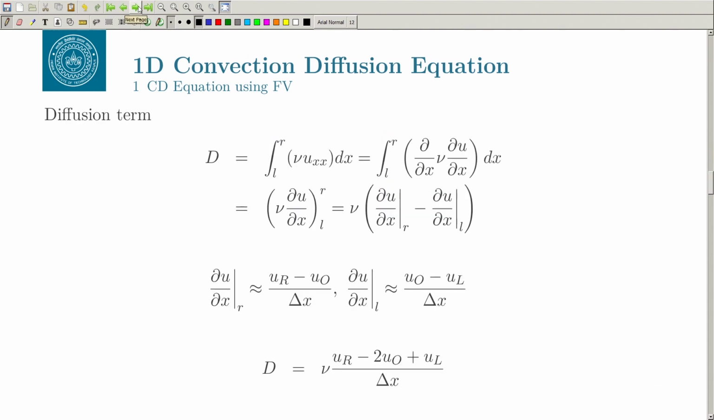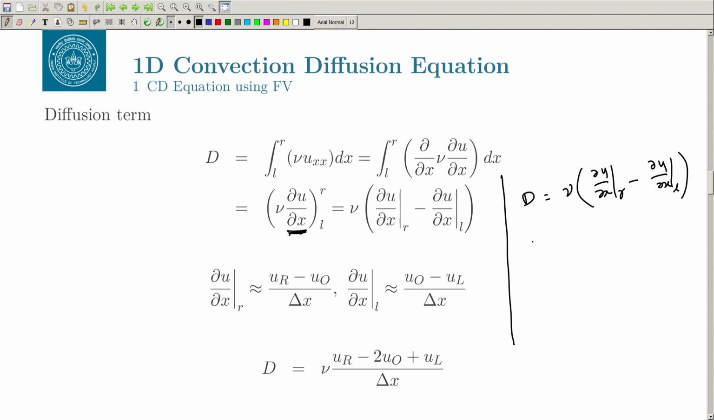Now, let us look at the diffusion term. As we have been discussing, if you go to a diffusion term, or the viscous term in a general terminology, you have to have the gradient also available at the faces, right. So you can integrate it and finally you will have the diffusion term, which is basically nu (del u by del x at R minus del u by del x at L).